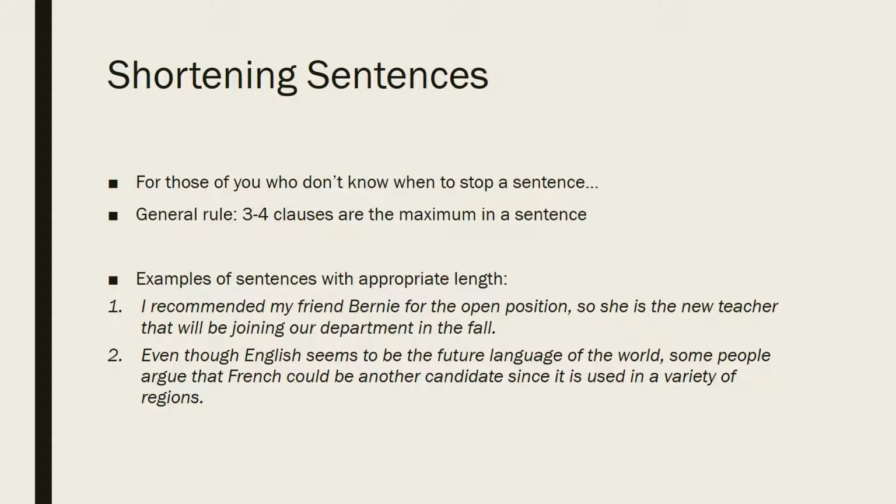So this actually has, I think, one independent clause: some people argue that French could be another candidate. And then 2 dependent clauses, the section at the beginning starting with "even though," and the section at the end starting with "since." So both of these are great because they just use 3 clauses, and you see how long they are and they get pretty wordy. So you really want to aim for 3 if you're trying to shorten your sentences.